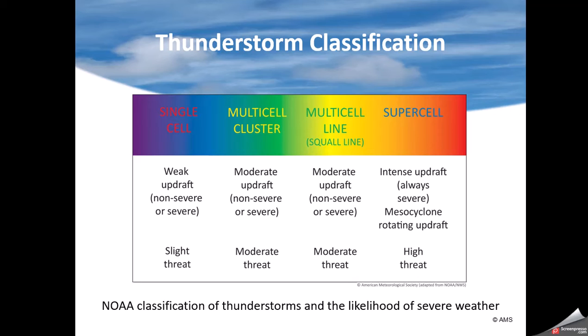When you get a multi-cluster, you have a better chance for severe weather. Single cell, you're not usually going to get it. Or you get a line. And then you wind up with the supercell. They're the most intense thunderstorms. So each one of these is dictated by a stable or unstable atmosphere and wind shear.